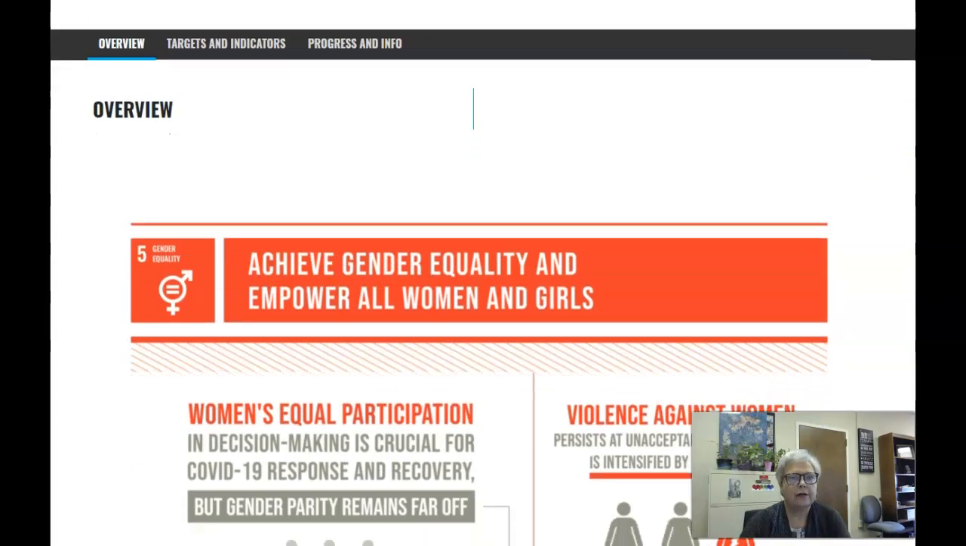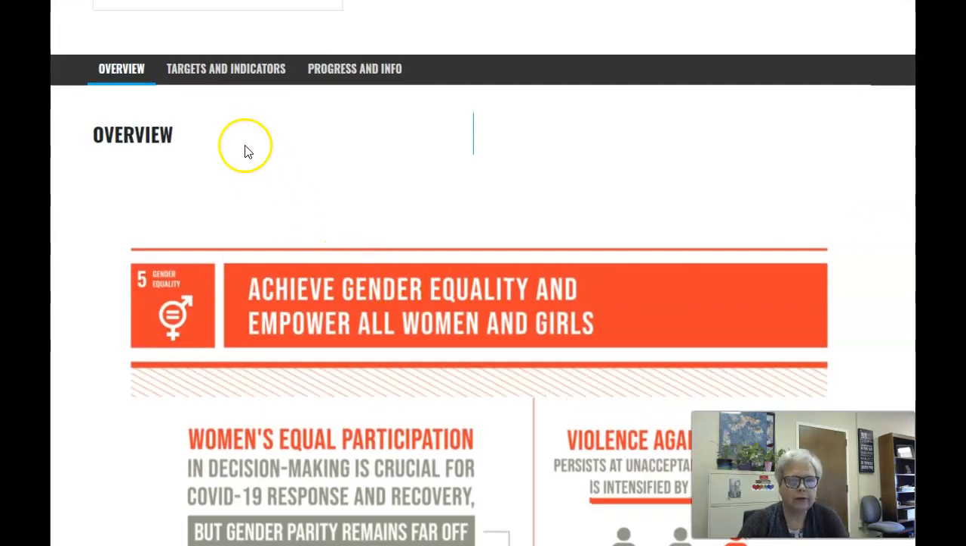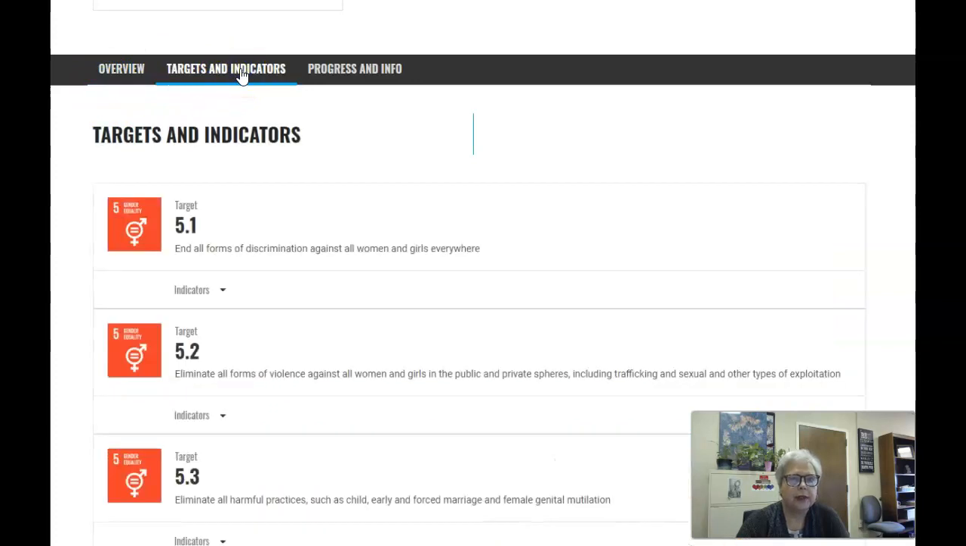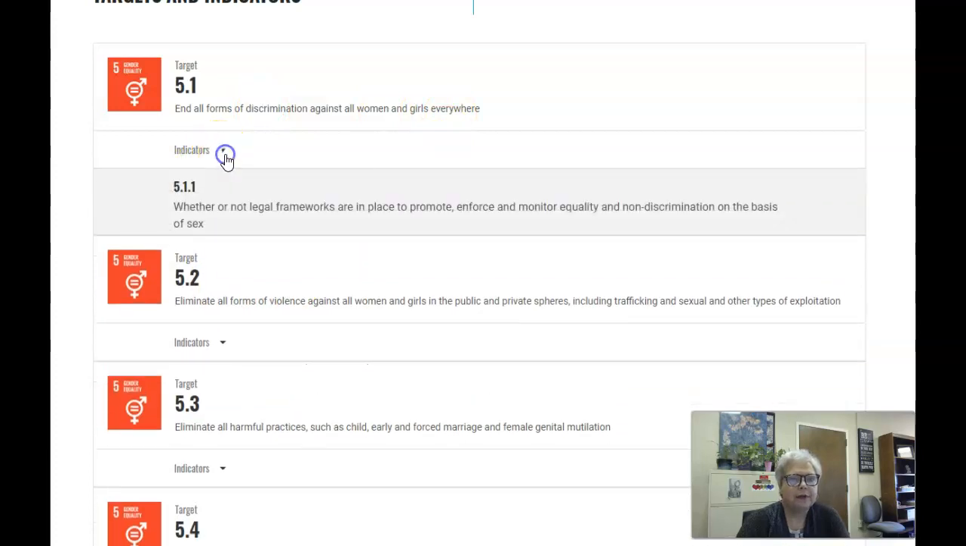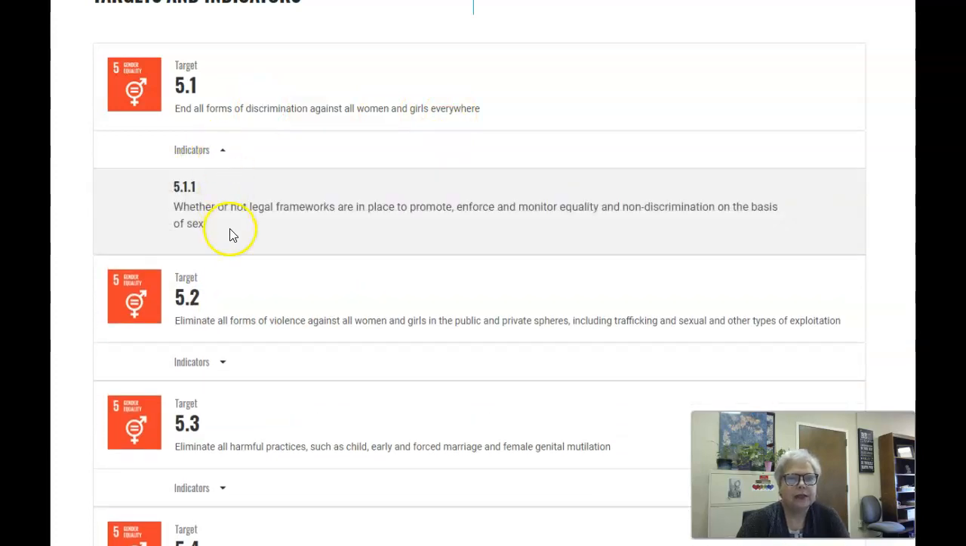All right, so the overview is something to look at. The other thing that I want you to particularly look at for this week is these targets and indicators up there. So when you click on that, you see all these individual targets. Here's one that says, end all forms of discrimination against all women and girls everywhere. Well, that's too general to use as a solution. Yeah, let's just end it all. But sometimes if you look at the indicators, you can find something.